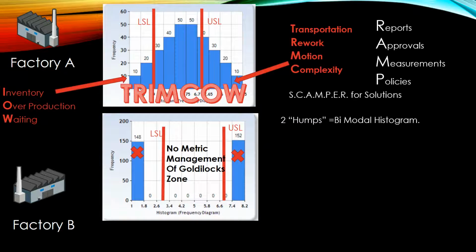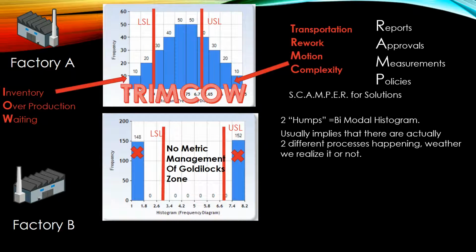So down to Factory B, well, the first thing that jumps out at you is this is what's called a bimodal histogram because it has two humps. This is kind of an extreme version of it. Typically you'd at least see some smaller data points to the left and to the right of the humps, but regardless, you have these two big spikes. And what that normally implies is that there's actually two processes happening, whether we realize it or not.